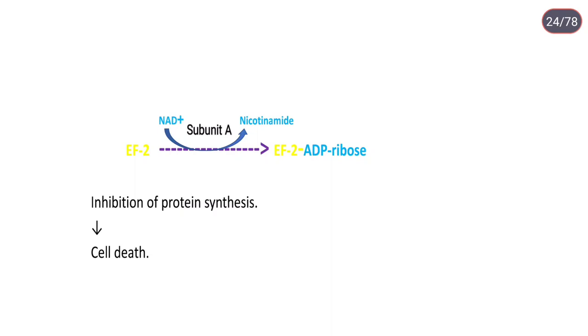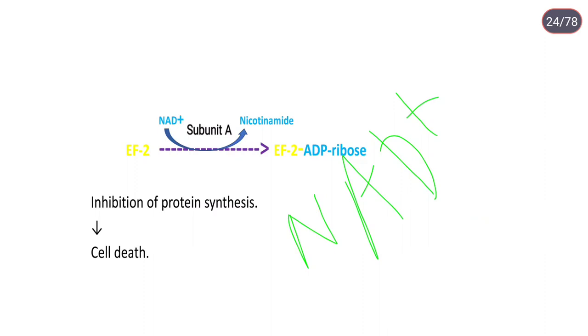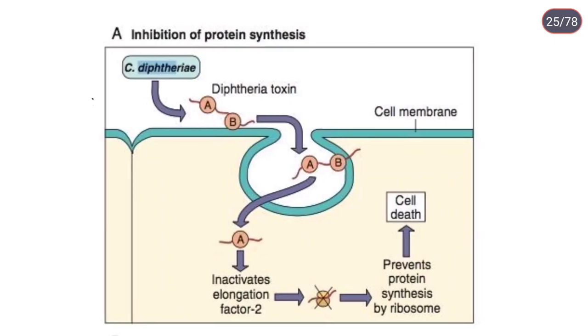NAD plus has three things in it: nicotinamide, ADP, and ribose sugar. With the help of subunit A of the bacterial exotoxin, elongation factor 2 or EF2 gets bound with the ADP ribose of the NAD plus, and the nicotinamide is a byproduct in this reaction. That is how the inhibition of protein synthesis occurs in diphtheria exotoxin. You can see here that after binding, it is released from the endosome into the cytoplasm, inactivates elongation factor 2 by binding with the ADP ribose, and then prevents protein synthesis and ultimately leads to cell death.